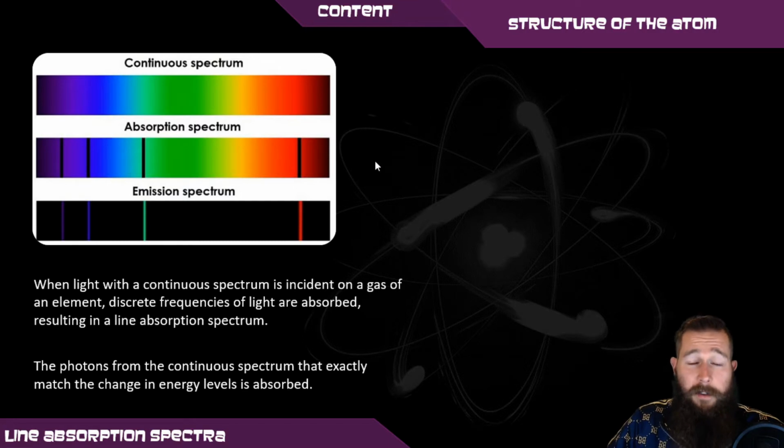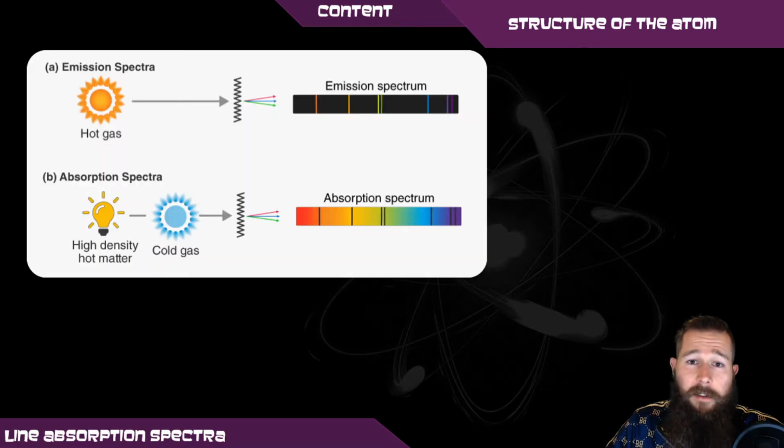Another spectrum, which is the one we're going to cover in this video, is the absorption spectrum. So in this case, when light of a continuous spectrum, so the top one, is incident on a gas, the frequencies that correspond to the energy levels in the atom are actually absorbed. And if they're absorbed, that light won't reach our eyes, which is why the absorption spectrum is a continuous spectrum with the black lines. And you can see that these black lines exactly match the change in energy level that's absorbed.